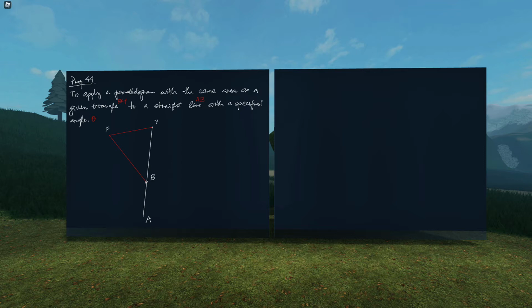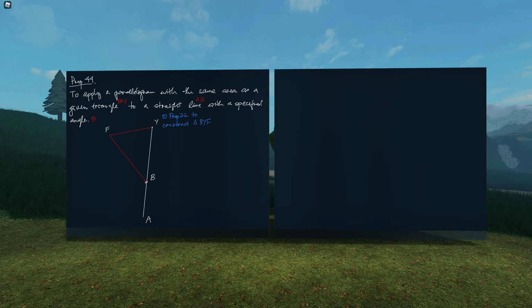Right. So the first step is going to be a little bit different from what we've done before. I'm going to be denoting a lot of my steps in blue on the diagram, because it's kind of hard to follow if it's just one wall of text. So I'm going to use proposition 22 to construct triangle BYF.